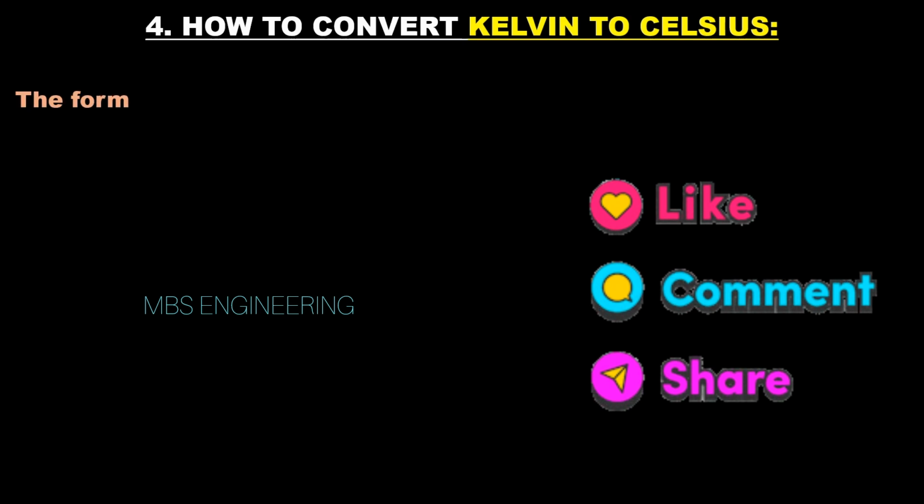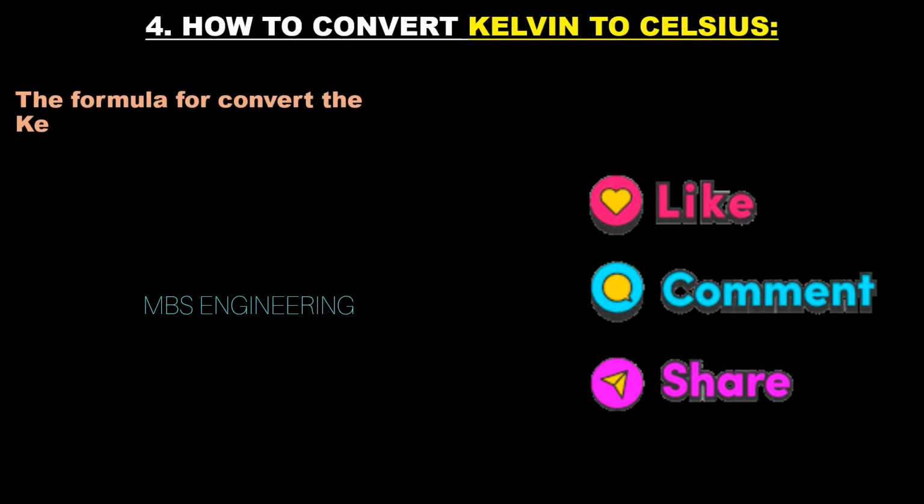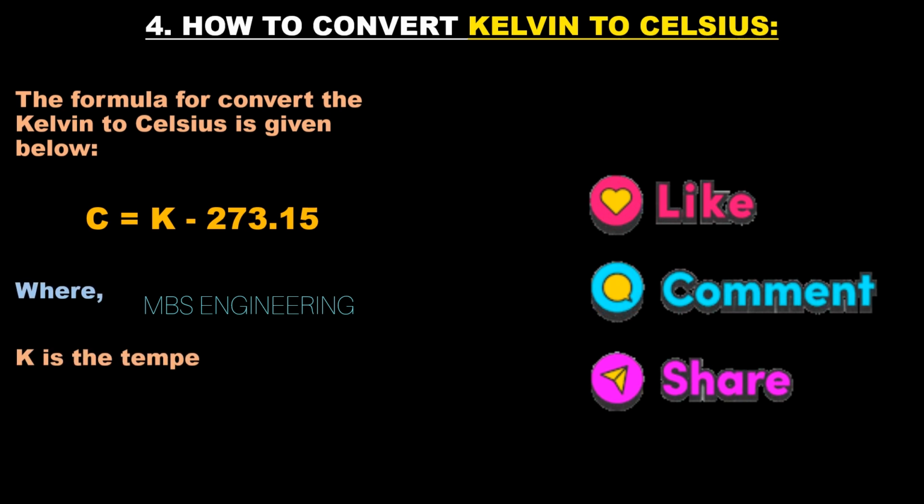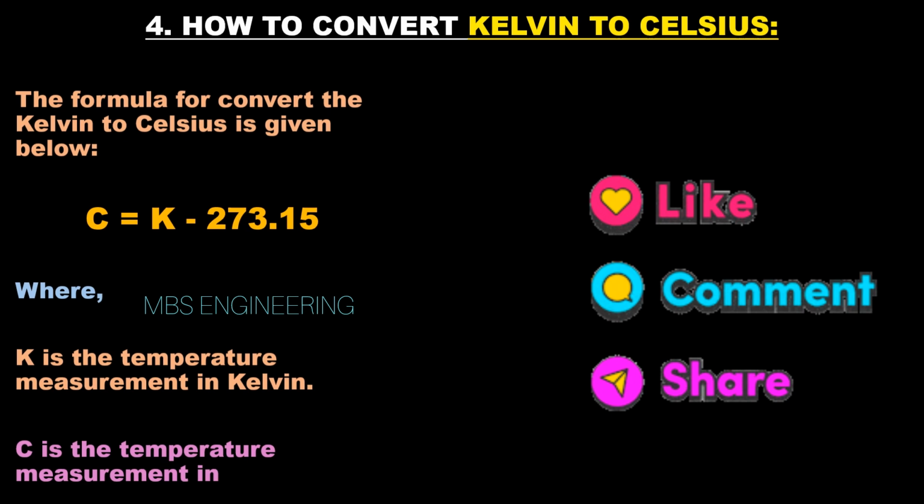Next, we learn how to convert Kelvin to Celsius. The formula for converting Kelvin to Celsius is given below. C = K minus 273.15, where K is the temperature measurement in Kelvin and C is the temperature measurement in Celsius.